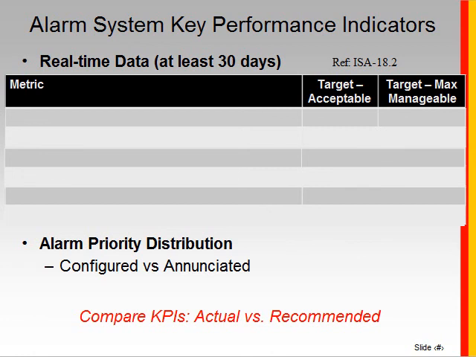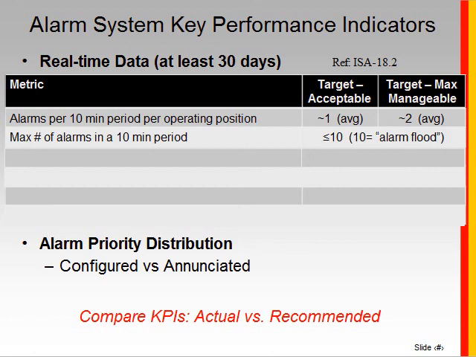So now let's look at some of the performance metrics from the ISA standard, looking at the number of alarms that occur in a certain amount of time, 10 minutes, an hour, a day per operator. The number of alarms that occur in a 10-minute period is indicative of an alarm flood scenario.